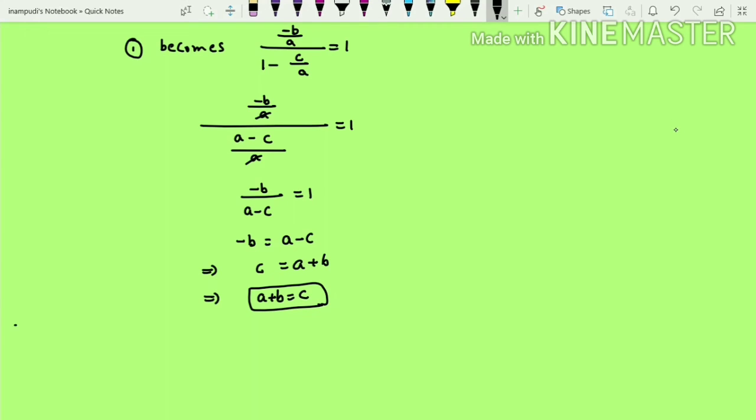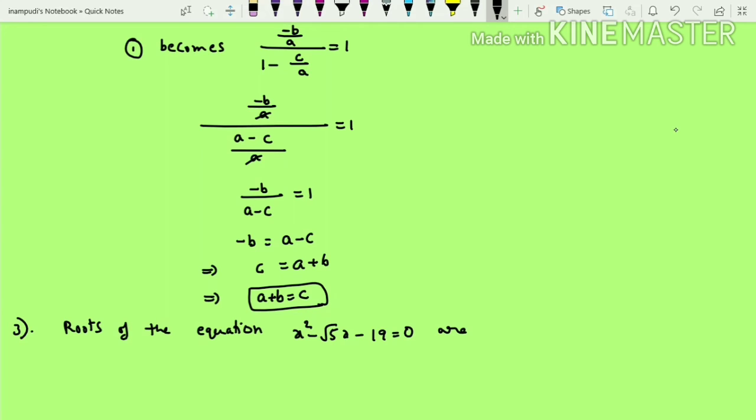Another question, the third question: the roots of the equation x square minus root 5x minus 19 equal to 0.